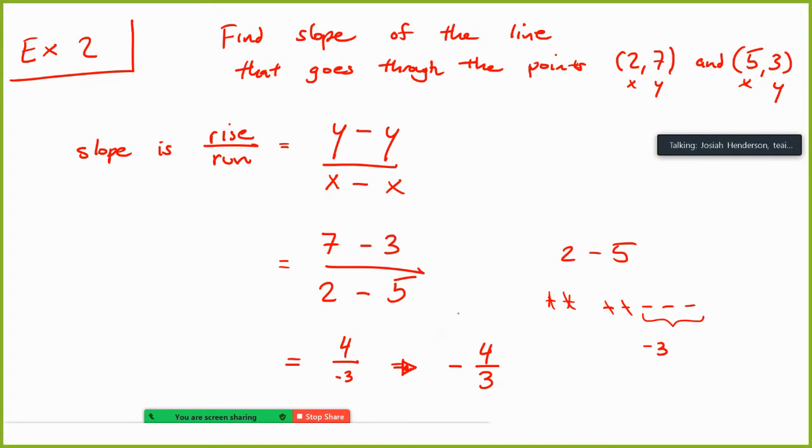Just say I had a question. Yeah, go for it. So when we do -3 on the bottom, we're doing negative like the whole fraction? Correct. Okay. Correct. It's not just a slope thing, that's for all fractions.